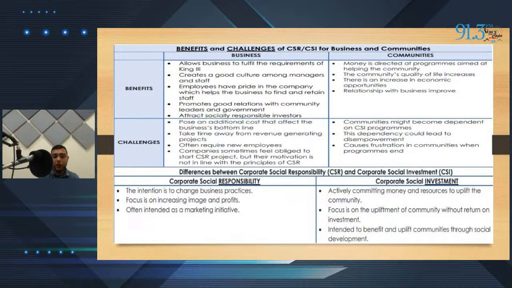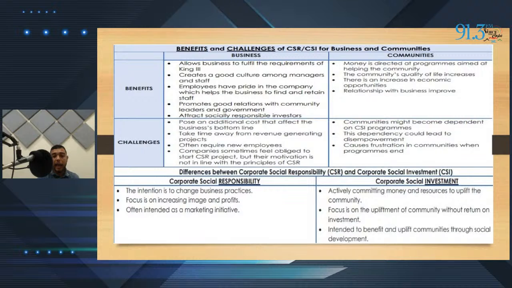Our difference between corporate social responsibility and corporate social investment. Remember, with CSR the intention is to change business practices, and the focus is on increasing image and profits. Also, it is often intended as a marketing initiative.